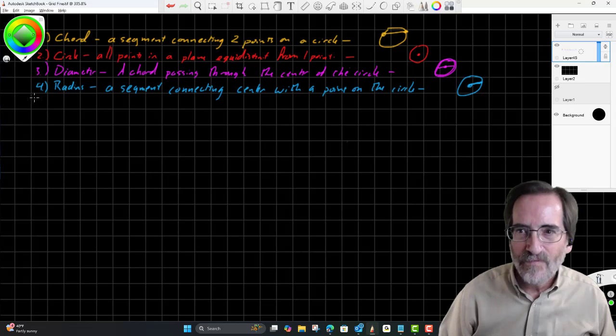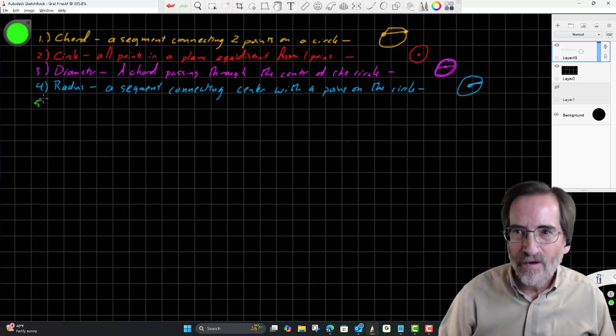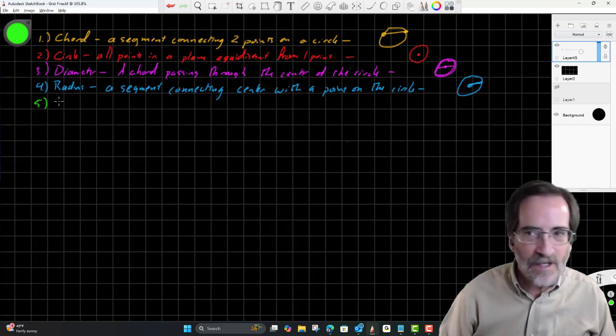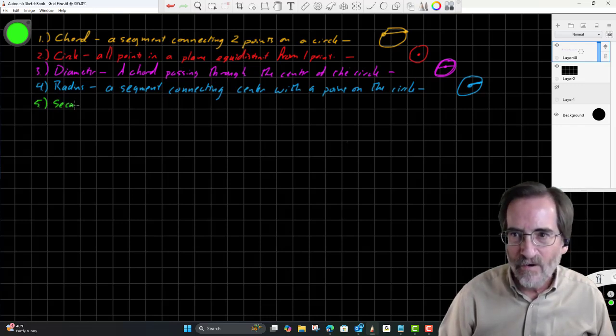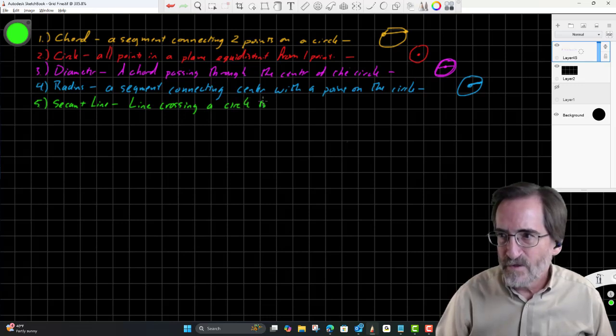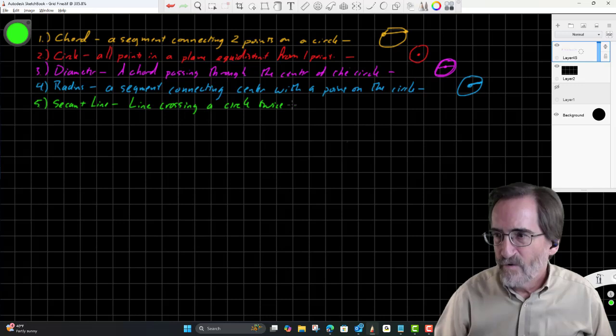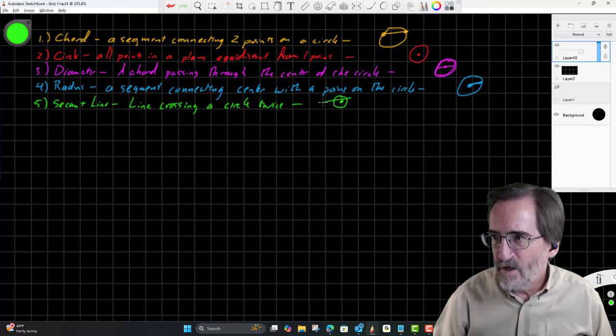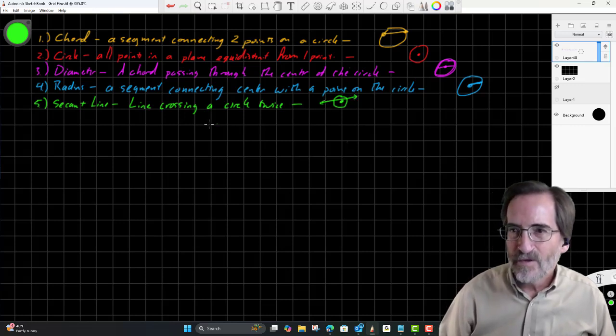Okay, 5. Secant line. A line crossing a circle twice. So here's the circle. Secant line passes through the circle and intersects it twice. Secant line.